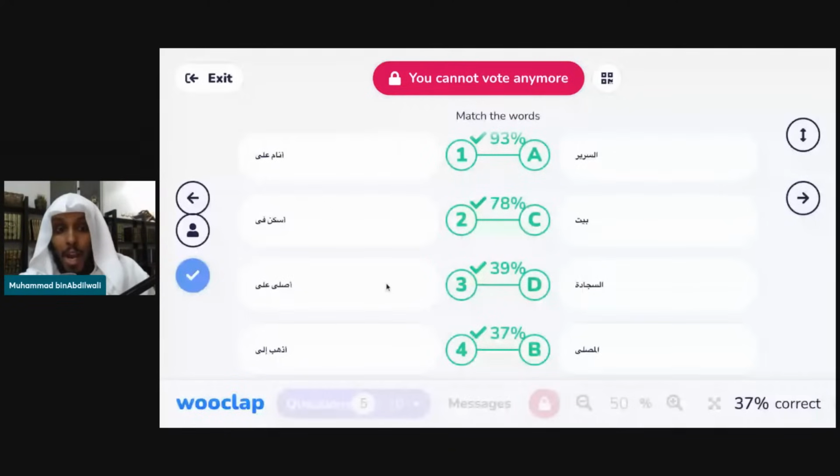Now, why is أصلي على المصلى wrong? That's wrong. Why? Because musalla is a place. You don't pray on a place. You pray in a place. Whereas sajjada is an object, the carpet. You can pray on it. Likewise, أذهب إلى المصلى makes sense. You go to the prayer room. But you can't say أذهب إلى السجادة.